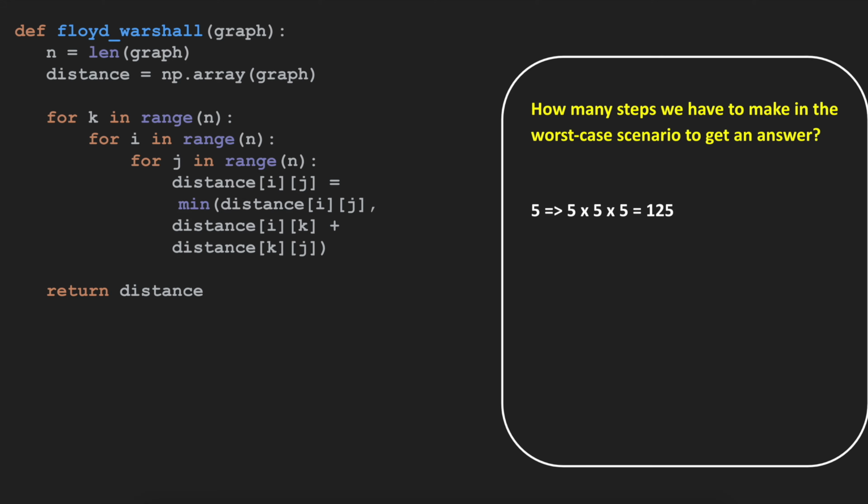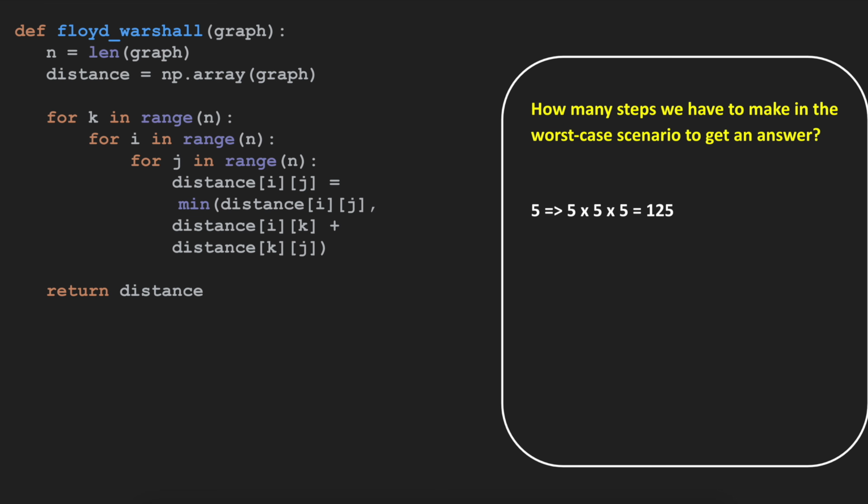If we have 5 nodes, we have to make 125 steps, because we have 3 for loops, and for each one we are starting from the beginning, so 5 multiplied by 5 multiplied by 5 gives us 125. If we have 10 nodes, we have to make, in the worst case scenario, 1,000 steps. We have to make 1,000 steps in order to get an answer.